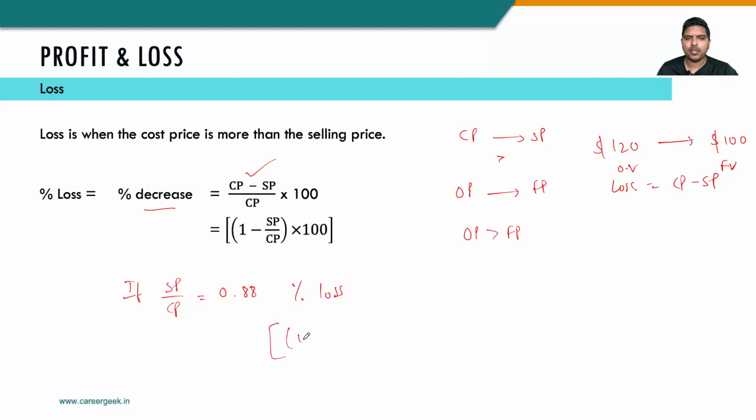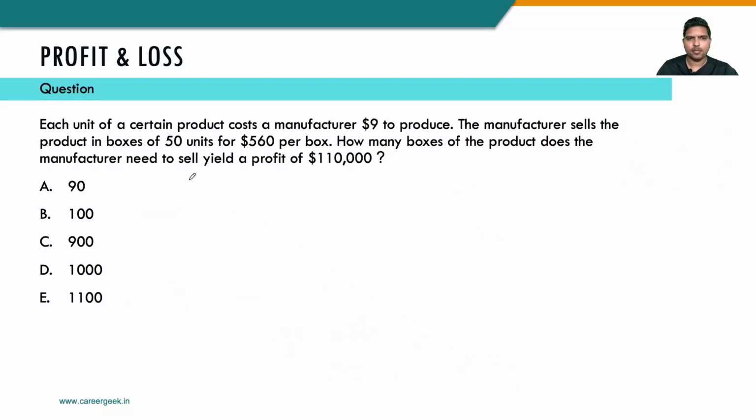You just plug in the ratio given: 1 minus 0.88, multiplied by 100. Using decimals, if you calculate, you get 0.12 multiplied by 100. This will be 12% loss. Basic formulas, most of you would be knowing, but make sure you all write this. Okay, we'll see some questions.